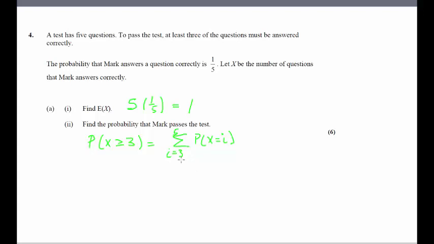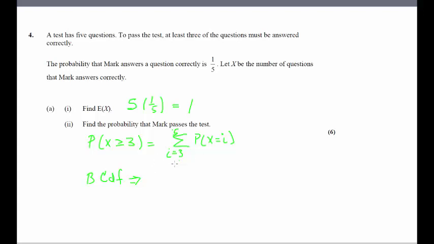Writing this out this way helps you when you think about going to your calculator, because on your calculator, this would be the binomial CDF function, because it's cumulative from 3 up to 5. And when you go into your calculator, they want to know the upper and lower bounds, and the upper and lower bounds come from the 3 and the 5 here.